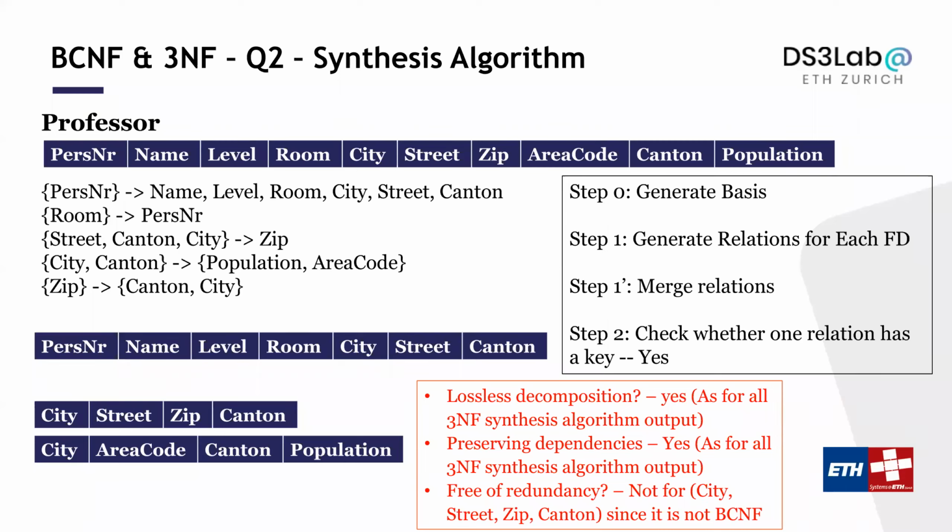On the other hand, do we have redundancies? So here, yes, we do have redundancies caused by functional dependencies. If you look at the relation with city, street, zip code, and canton, this relation is not in BCNF. I mean, it's in third normal form, but not in BCNF, which means that this one is going to have some data redundancy caused by functional dependency.